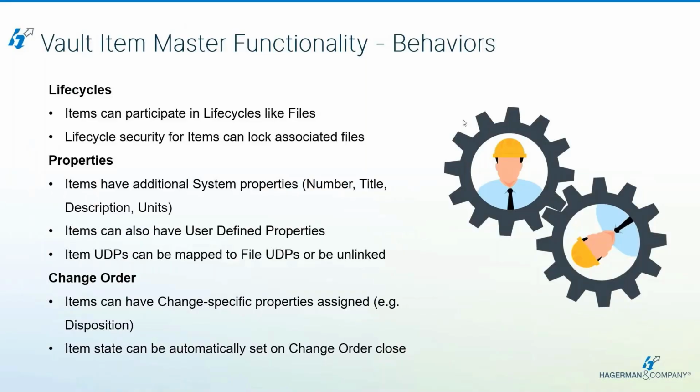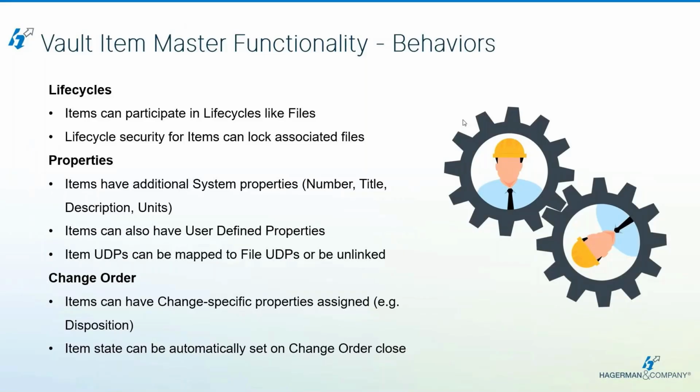So again, items have life cycles. They also have their own set of properties, so they are distinct from any properties that are of linked files, right? So the item can have its own set of properties, but they can be mapped to the file properties. So what this lets you do is you can take properties that are owned by CAD, by the people that create the CAD files. Those properties can be carried forward to the item record.